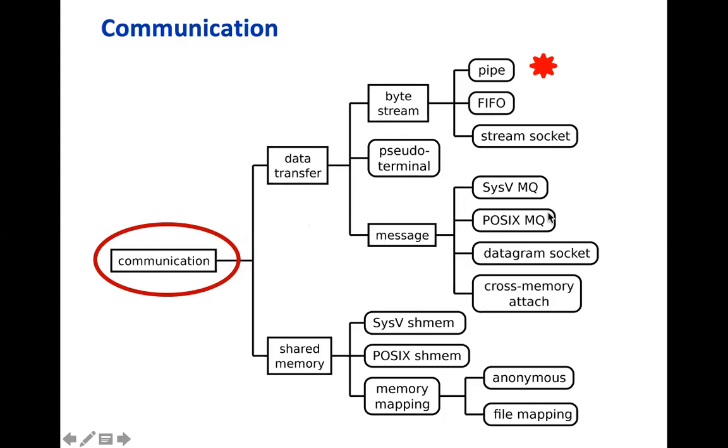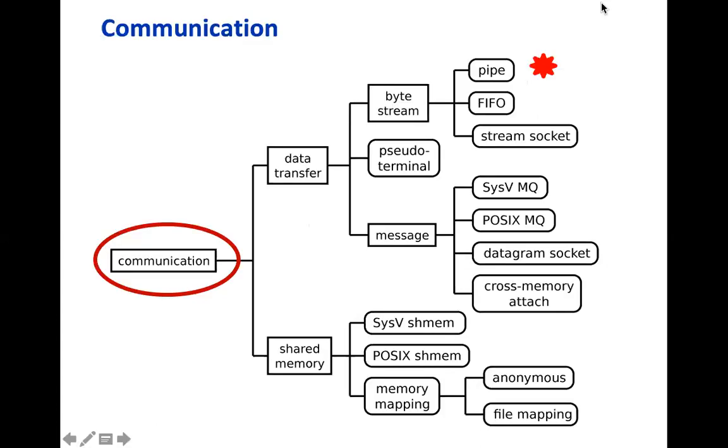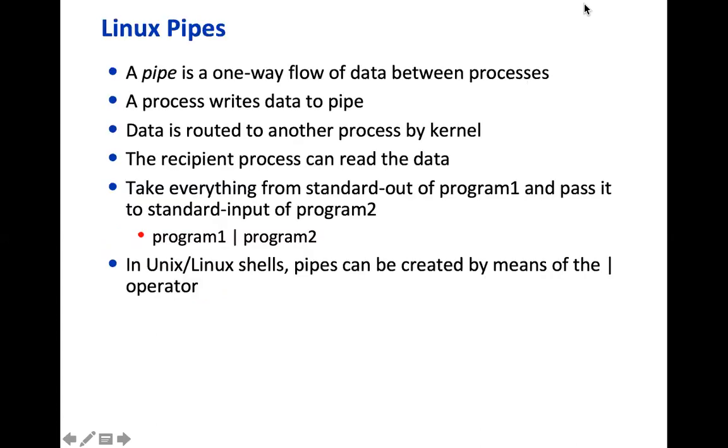Now with this, we will not discuss any more message communication. Possibly you would have already studied socket communication in your networking course, but if we get time, we will look at it. Next, we study pipe. Note that these are byte streams. You would have already studied pipe in your shell programming. Pipe is a one-way flow of data between processes. A process writes data to the pipe, and the recipient reads the data.